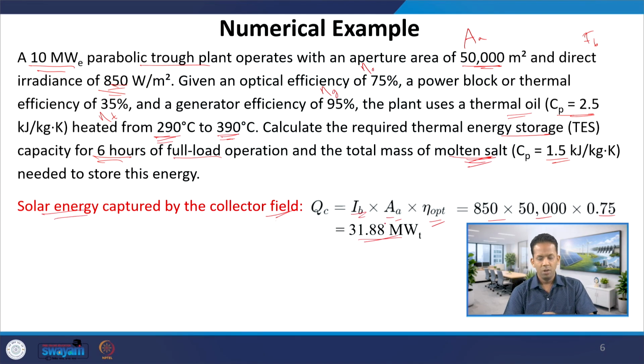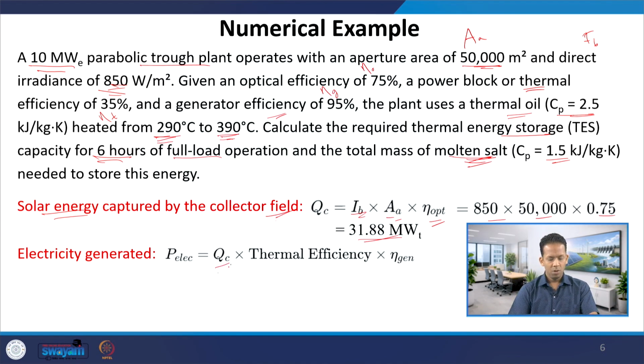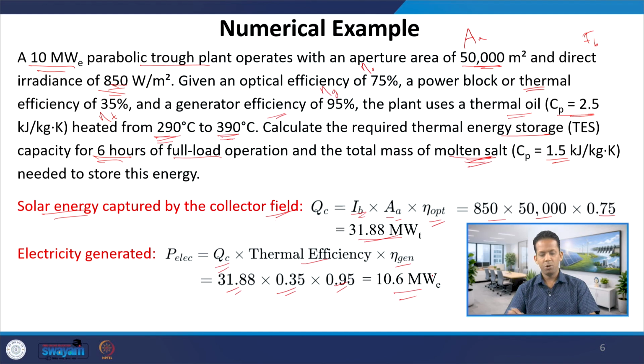Okay. Now, the second part is how much electricity is generated. For that we will have to account for both thermal efficiency and the generator efficiency, because after it is captured, a part of it is going to heat the working fluid and then it is generating the electricity. So, energy captured times thermal efficiency times generator efficiency, so it is 0.35 and 0.95. So the value is 10.6 megawatt electric. So that is the electricity generated.